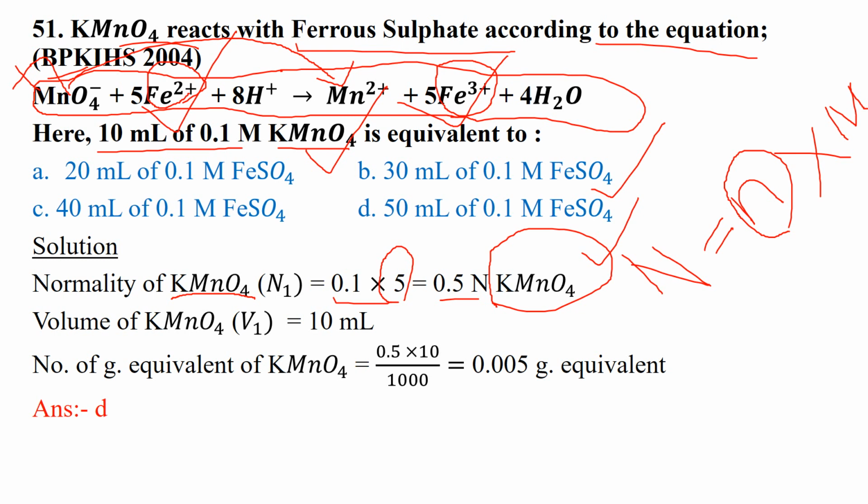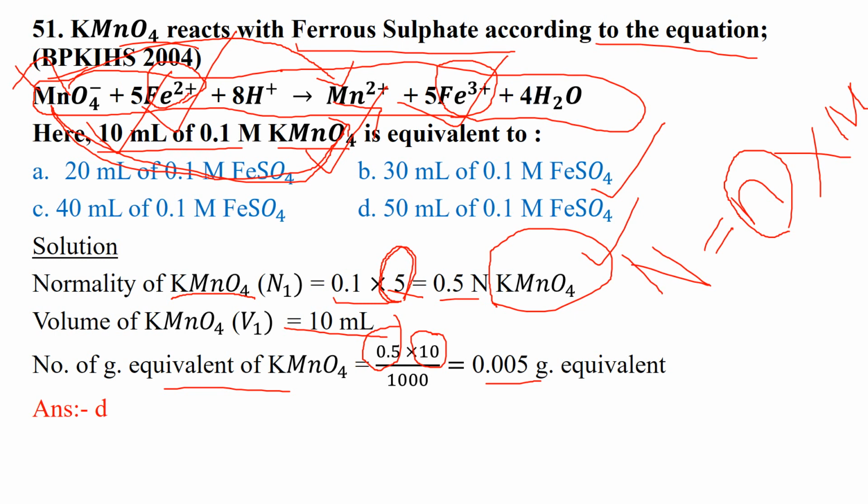The change in oxidation number of Mn in MnO4- is from +7 to +2. Then what is the change in oxidation number? 7 minus 2, that is 5. By gaining 5 electrons, MnO4- is changed to Mn2+. So this 5 is written. Then the volume of the KMnO4 is 10 ml. The number of gram equivalents of KMnO4 is equal to N into V by 1000. N is 0.5, volume is 10 ml, divided by 1000, is equal to 0.005 gram equivalent.